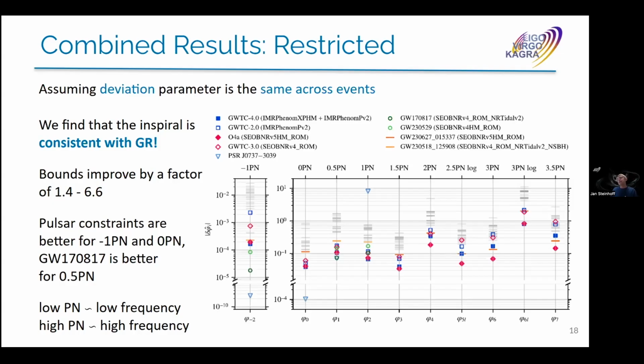The reason is basically that the low PN coefficients can best be constrained at low frequencies at early times, and with binary pulsars and also with binary neutron stars through gravitational waves, one just gets better observations for these low PN coefficients. But so to say, the binary black hole observations have a clear advantage at the high PN orders and the high frequencies.